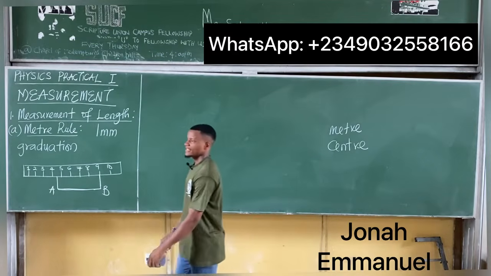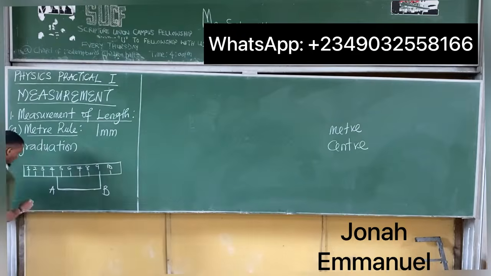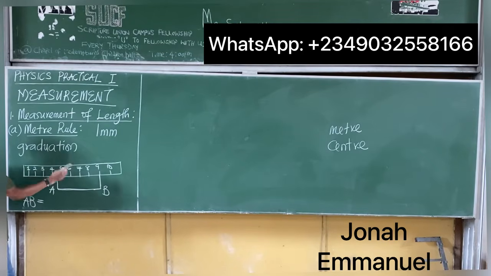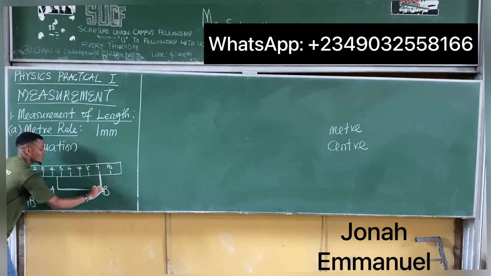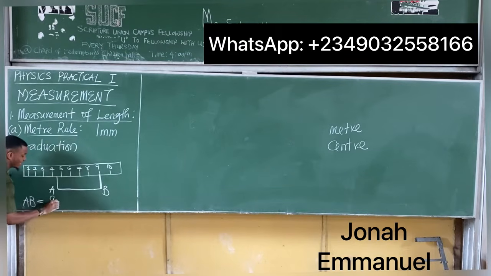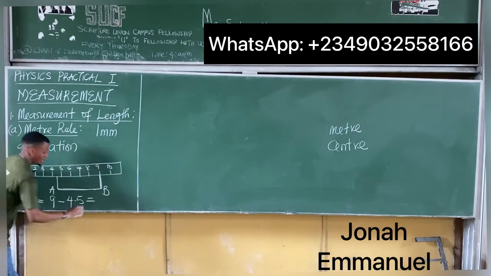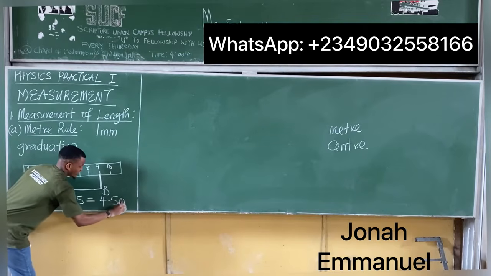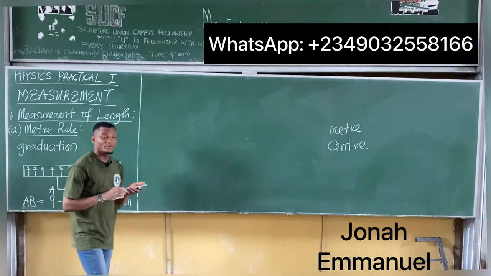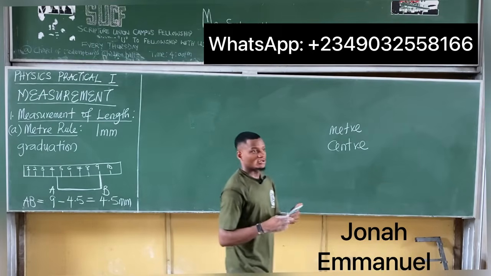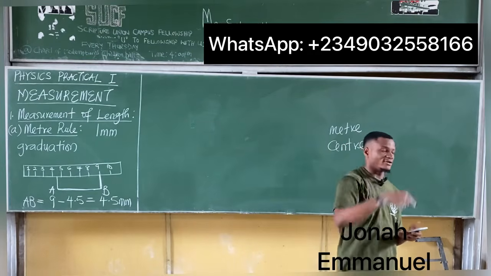Look up. It's as easy as AB is equal to the distance from B minus distance from A. Look at this. The graduation is 1, 2, 3, 4, whatever. My B coincides with 9, so it becomes 9 minus, what's A here? 4.5. What's your value here? 4.5 millimeters. That's it, please. So just the last part minus the first part, that's all.